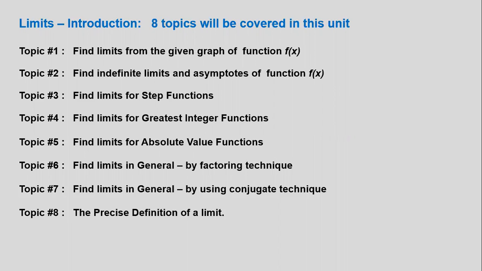Then topic number 2, the second video, is how to find some infinite limits at an asymptote. For some functions f of x, when x approaches a certain number, you're going to have an infinite limit. It either goes to infinity or negative infinity, right? That's what we call a vertical asymptote. So we're going to spend some time to talk about that.